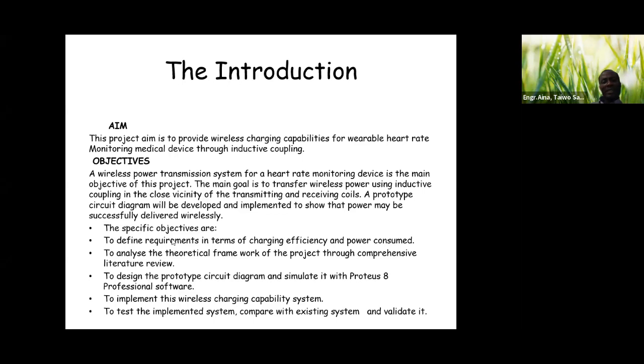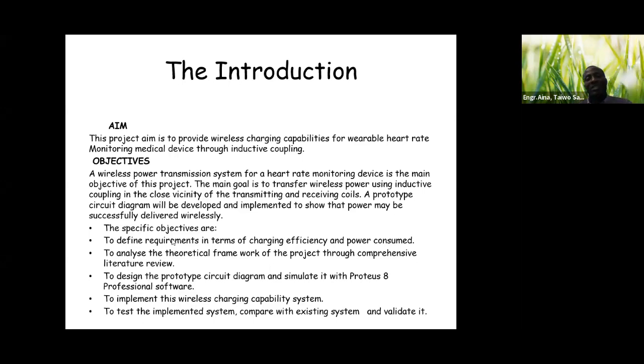And what are the objectives? A wireless power transmission system for a heart rate monitoring device is the main objective. You must state the main objective. The main goal is to transfer wireless power using inductive coupling in the close vicinity of the transmitting and receiving coils. A prototype circuit diagram will be developed and implemented to show that the power may be successfully delivered wirelessly.